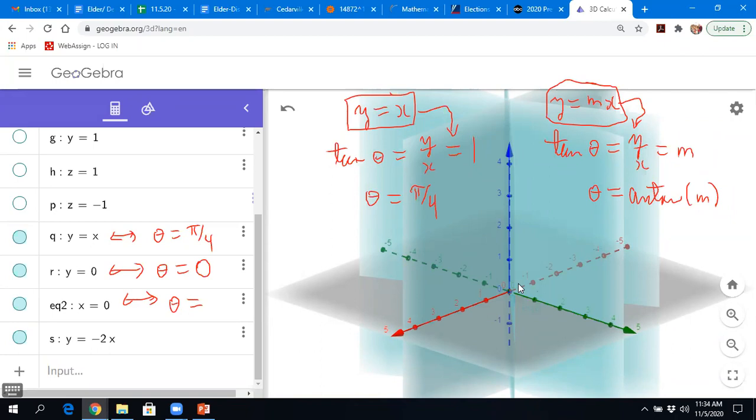now think about it, right? So the line is now kind of the y-axis. What angle is that going to be? Theta equal to 90 degrees, yeah? Okay.